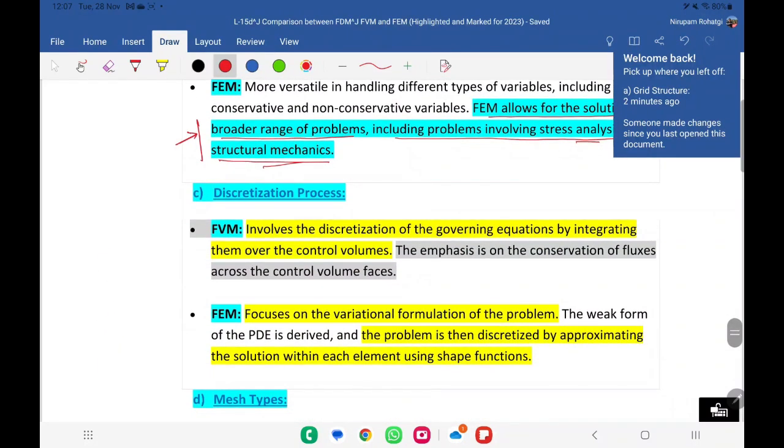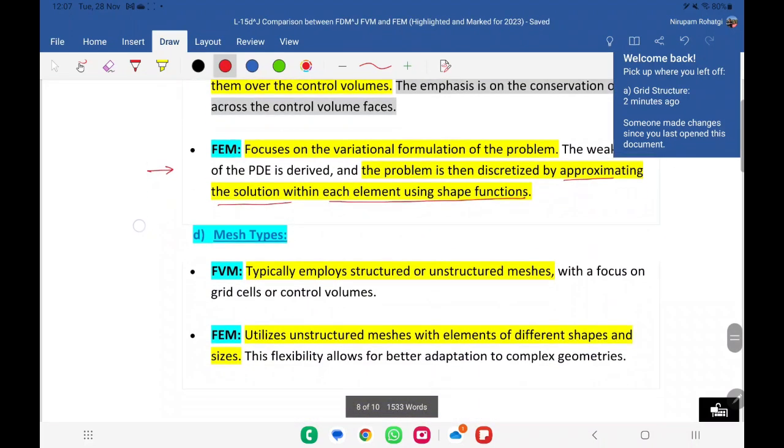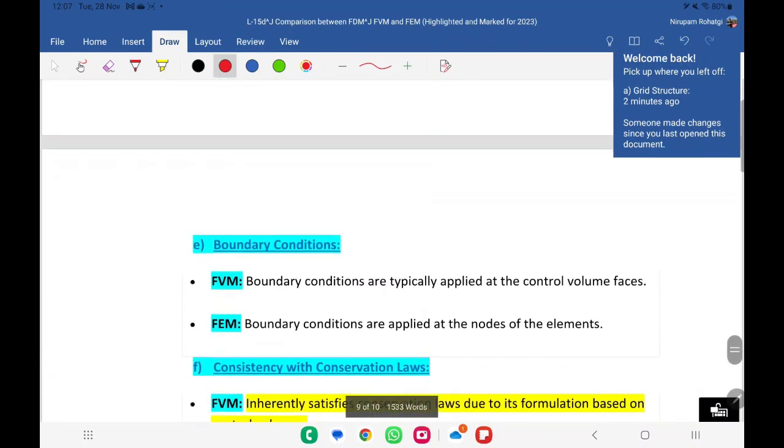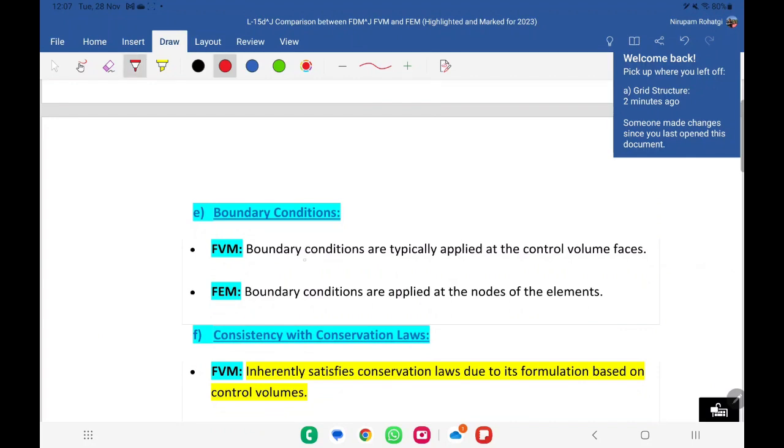Discretization. Now in FVM we already know what we are doing. In FEM the problem is discretized by approximating the solution within each element using shape functions. Same thing is mentioned. Mesh types are both the same, no problem. Boundary conditions, yes. In FVM, boundary conditions are typically applied at control volume faces. Okay, and in FEM the boundary conditions are applied at the nodes of the element.